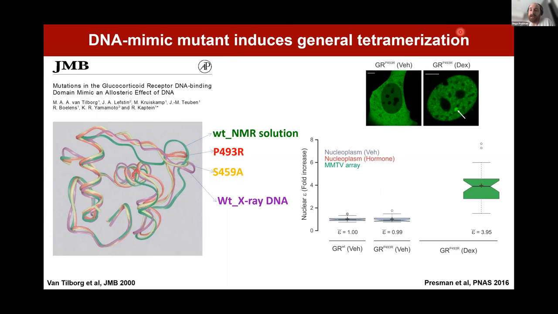So we tested this mutant by N and B. At the array, numbers were kept at 4. So the question was, what's going on in the entire nucleus? Because most of what we're measuring there are diffusive molecules. And we were extremely happy to see that now this DNA mimic mutation is sufficient to trigger tetramerization everywhere in the nucleus.